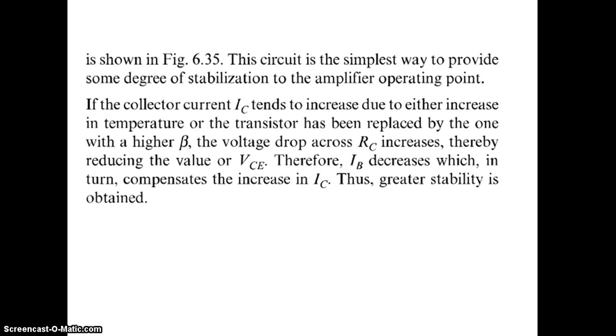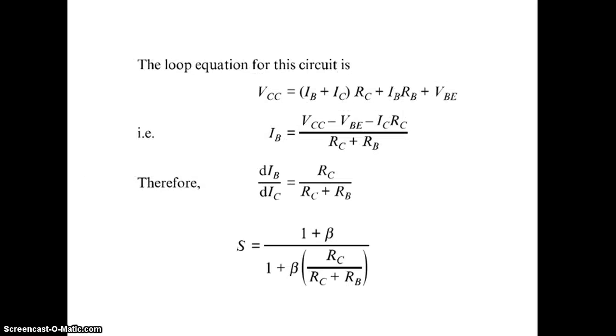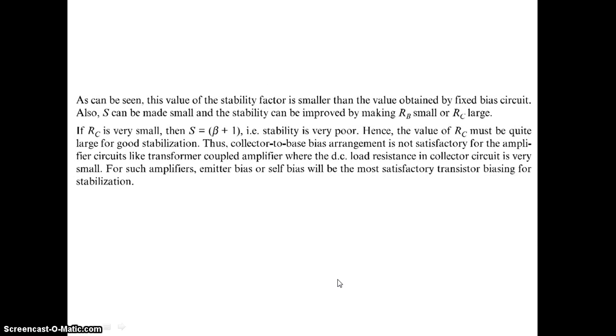Similarly we have to write the expression for VCC, and then derive dIB by dIC. These are the loop equations, and we have derived the expression for stability factor S equals 1 plus beta by 1 plus beta into dIB by dIC. When you consider this, dIB by dIC is RC by RC plus RB. So here 1 plus beta by 1 plus beta into RC by RC plus RB. Compared to the stability factor of fixed bias, here we have a reduced stability factor, so here also we get an improved stability.